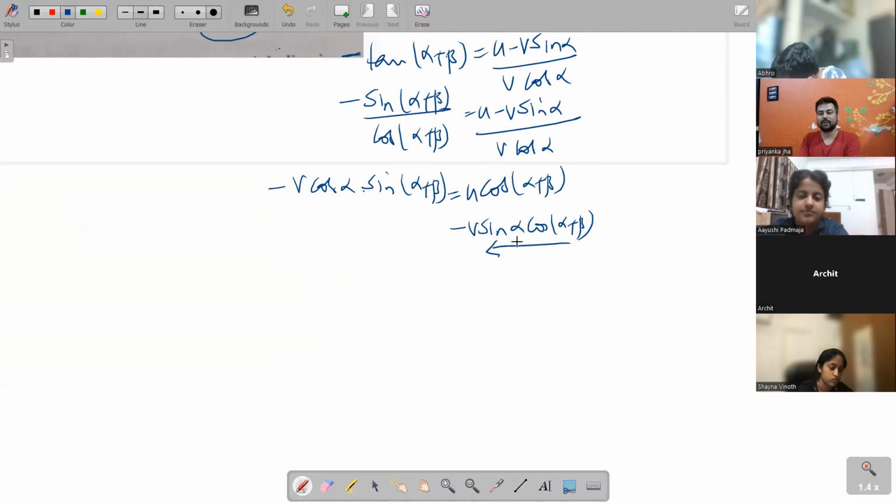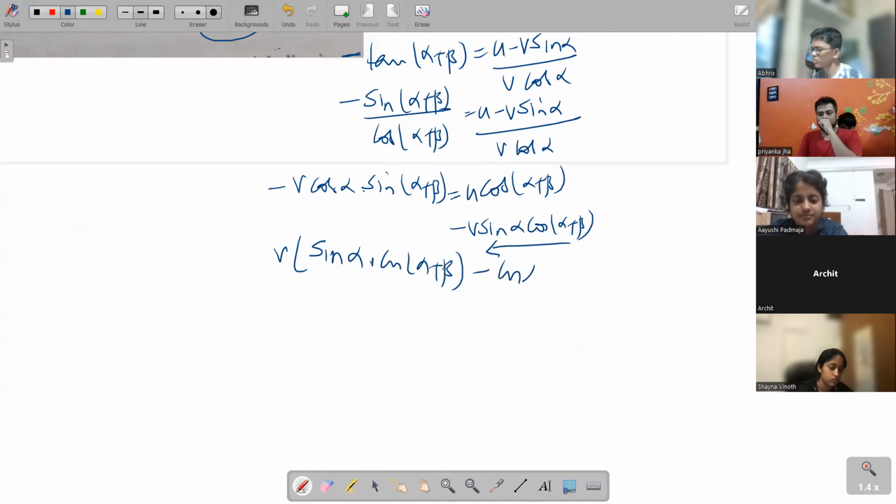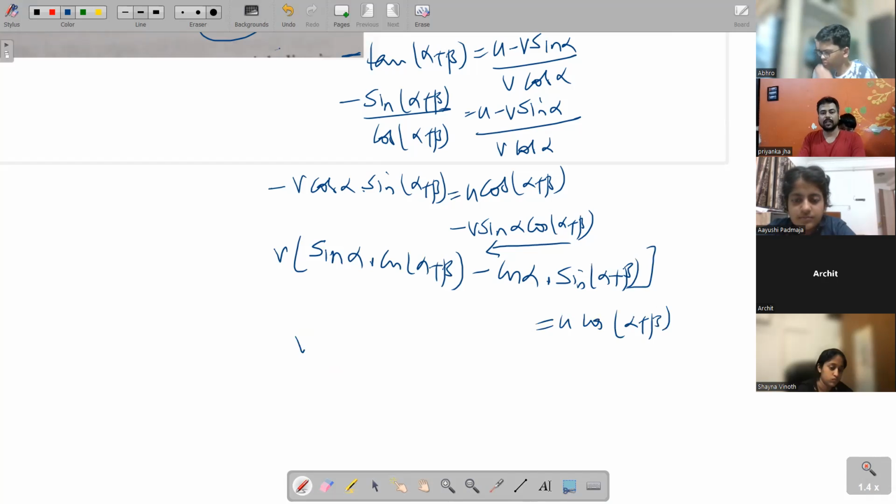So bring this to the left. Take v common, so this is sin alpha cos(alpha plus beta) minus cos alpha sin(alpha plus beta), and u cos(alpha plus beta). Look, this is sin a cos b minus cos a sin b, that is sin(a minus b). So sin(a minus b), alpha and alpha cancel and minus beta remains.